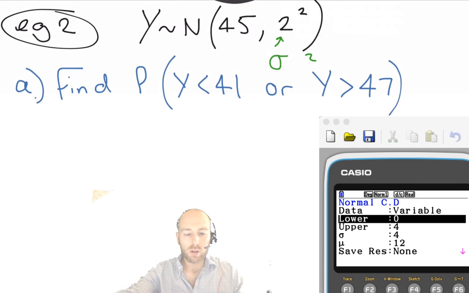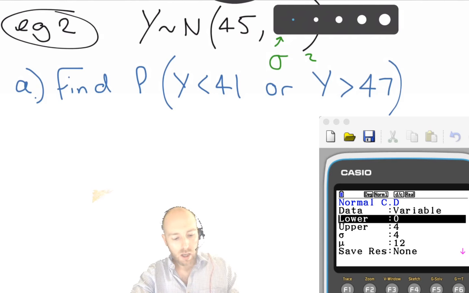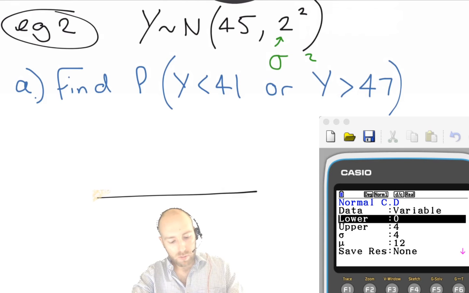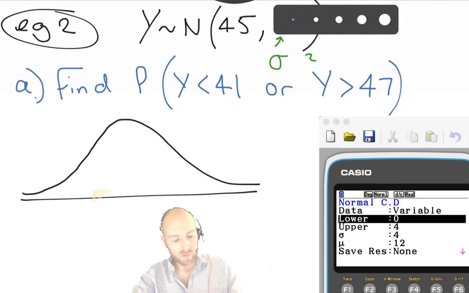So all good questions start with a sketch. All good answers, I should say, start with a sketch. So draw myself a normal curve. Cool. Put in the mean. So the mean is 45.